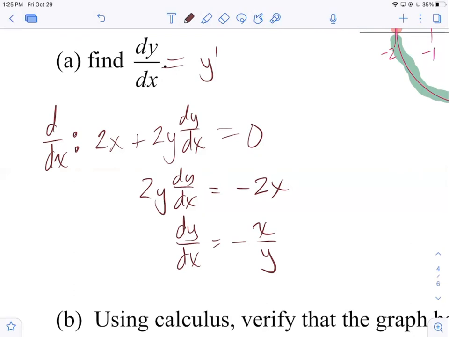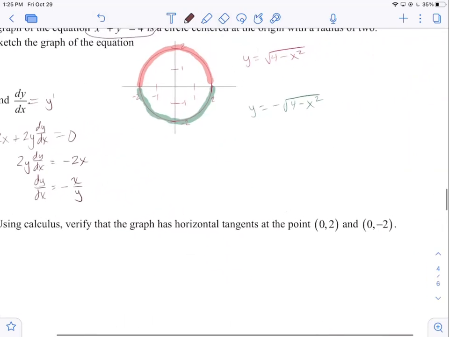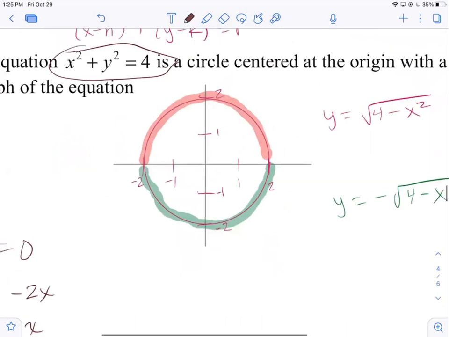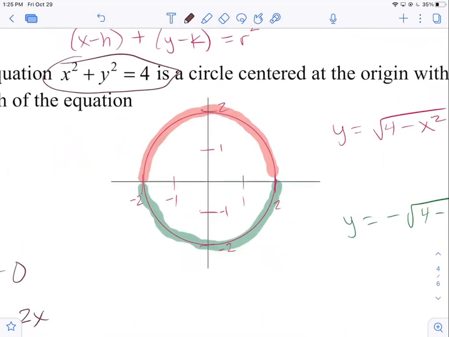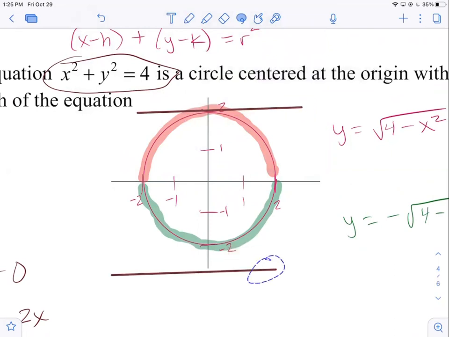Okay, but it does have x and y in it. So if you want the slope of the tangent line at any point along the circle, just plug in the ordered pair, right? So here's what it says. Using calculus, verify that the graph has horizontal tangents at (0, 2) and (0, -2). So we actually know what the circle is, and we know that it has horizontal tangents up here, right? There's a horizontal tangent, and it has another one down here, okay?